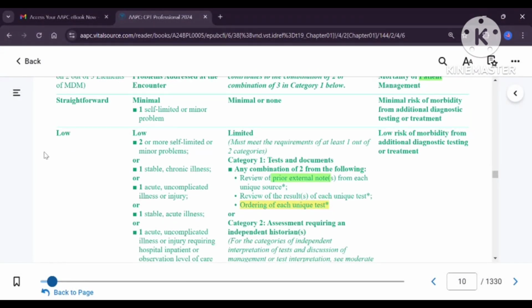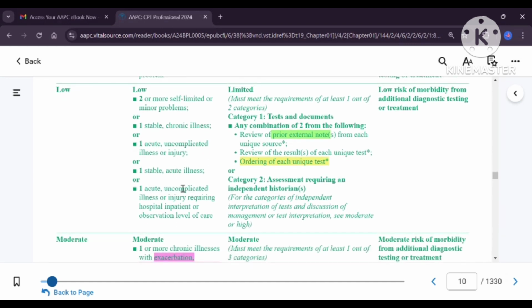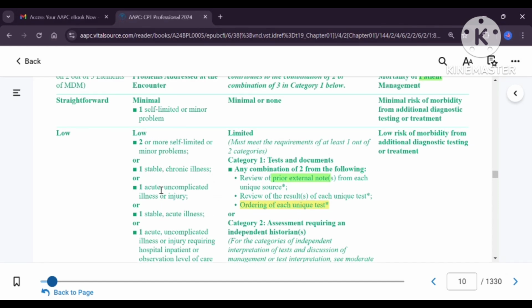So next, what is low MDM? In low MDM, the patient might be presenting to the hospital with 2 or more self-limited or minor problems, 1 stable chronic illness, or 1 acute uncomplicated illness or injury, or 1 stable acute illness, or 1 acute uncomplicated illness or injury requiring hospital inpatient or observation level of care. So now under this, you can see that the problem is getting a little more serious than the straightforward MDM. Patient can be having 2 or more self-limited or minor problems, or it should be 1 stable chronic illness.